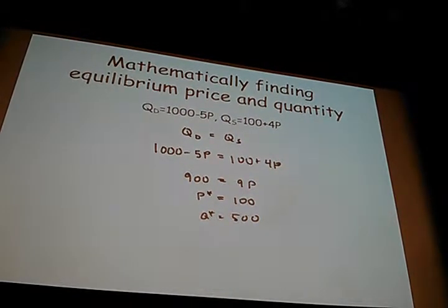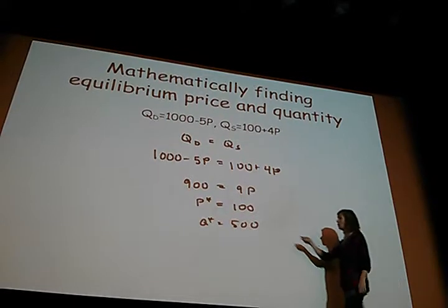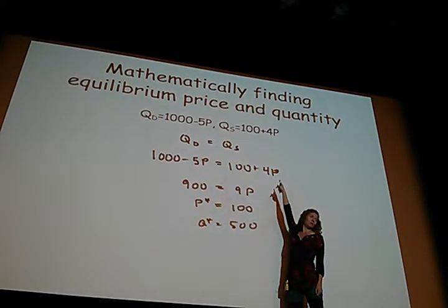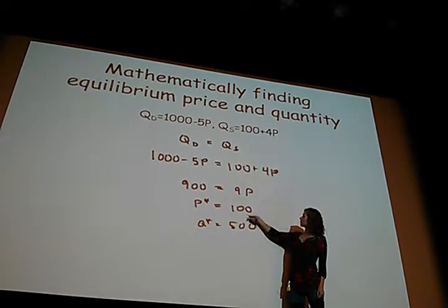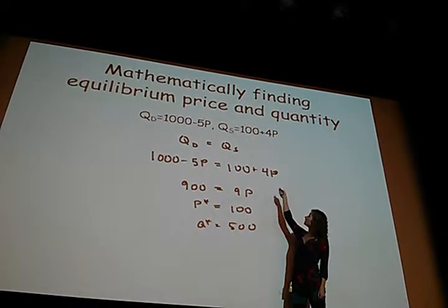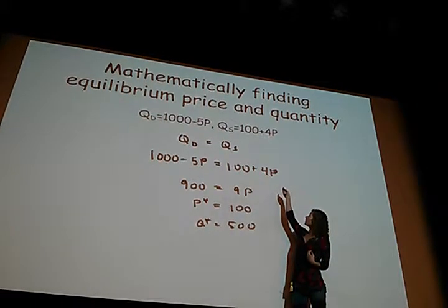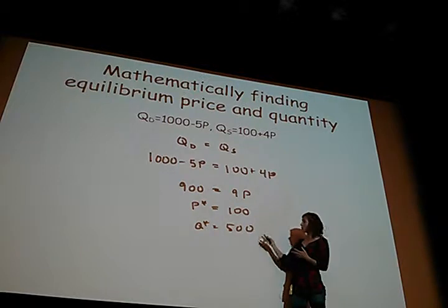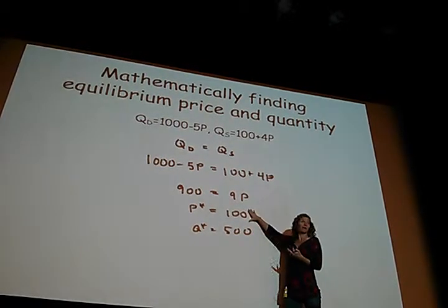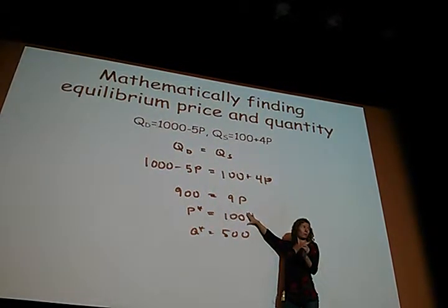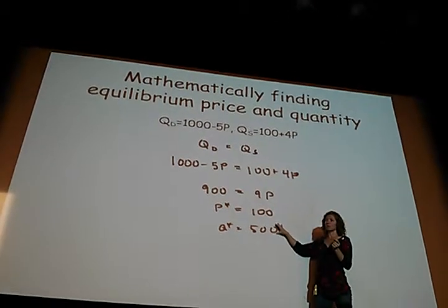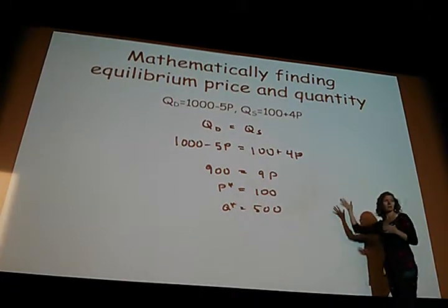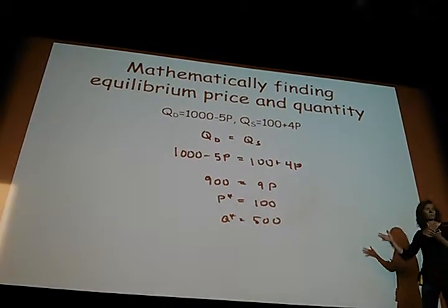And then if you want to check whether you've done your math right, you can also verify that at this price, the quantity supplied is equal to 500. So again, if we plug 100 into the equation for the supply curve, 4 times 100 is 400, plus 100 is 500. Those things should be equal, because that's exactly what this whole exercise was about. It was about finding the price that was going to equate the quantity supplied and the quantity demanded. So all we've done here is mathematically do what we did on the previous page.